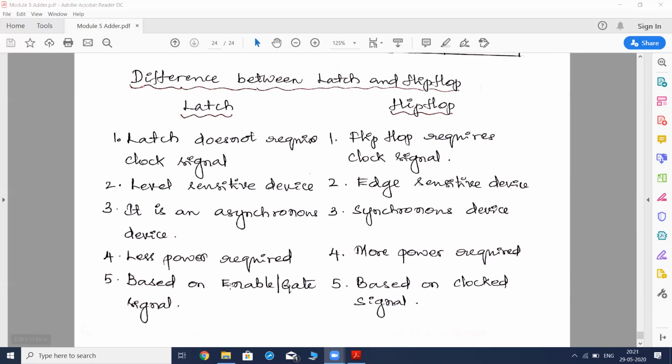Latches require less power, but flip-flops require more power. The last difference is that latches are based on the enable input, but flip-flops are based on the clock signal. According to the clock, during the positive going or negative going clock, only then they are going to change their state. So these are the differences between latches and flip-flops. In the next session, we are going to start with the flip-flops. Thank you, students.